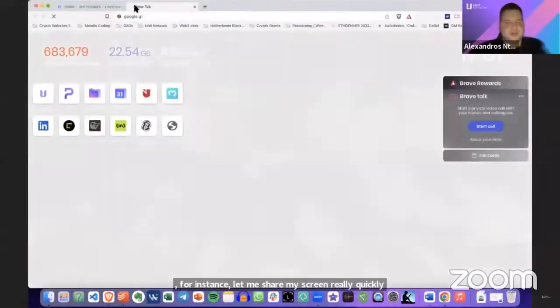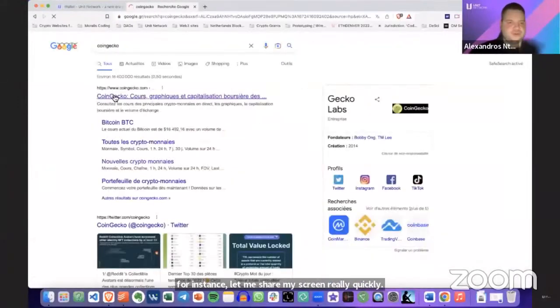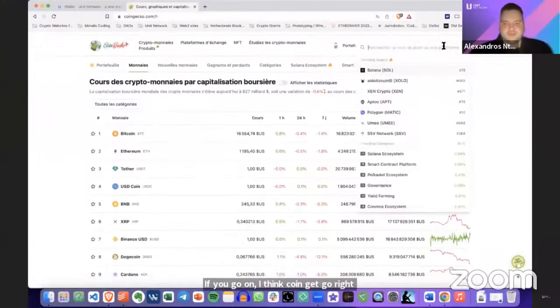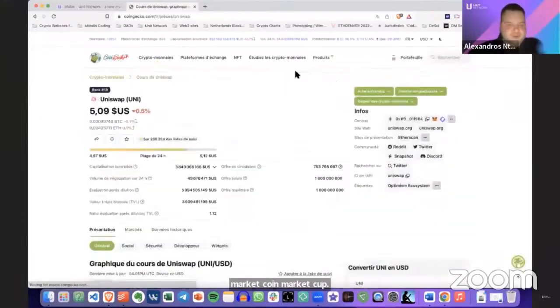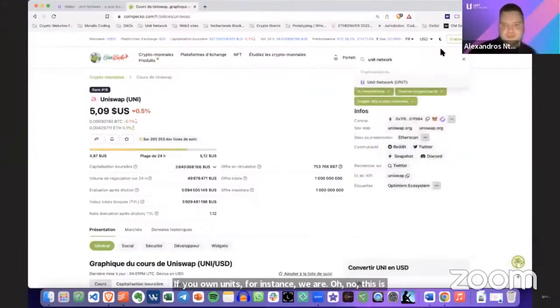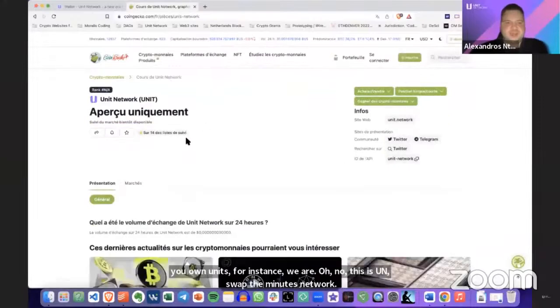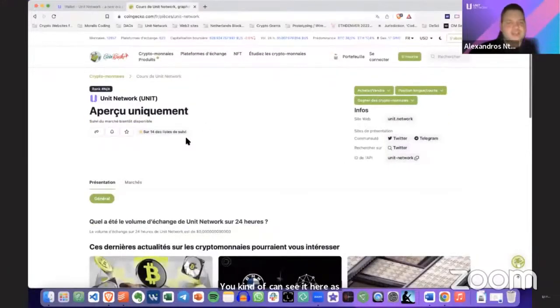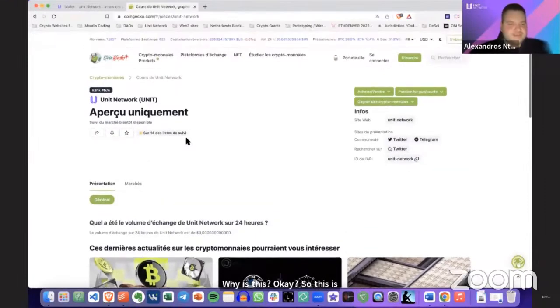Yes, that is something that can be done, of course, because if you go, for instance, let me share my screen really quickly. If you go on, I think CoinGecko, right, or CoinMarketCap, if you go on units, for instance, this is Uniswap, Unit Network. You can see it here as well, right? Oh, okay, so this is in French, right? I don't know why everything is in French here, but we basically listed the unit token or currency here.